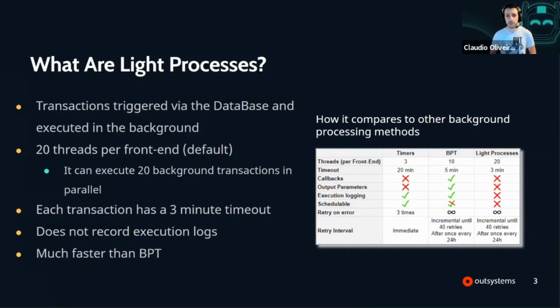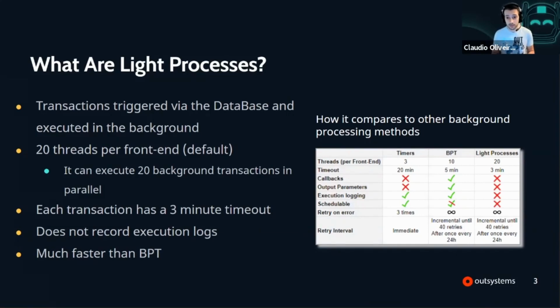Now, comparing these three different background processing methods, you should use timers for recurrent schedulable tasks or for very heavy batch processing, just because a timer has a 20 minutes timeout, so it is the only one with such a big timeout. BPTs, on the other hand, you should use to create process workflows like a payment authorization flow, in which you can make use of all the different types of available activities like human activities, wait activities, automatic, and so on. Light processes should be used to execute ad hoc tasks in the background.